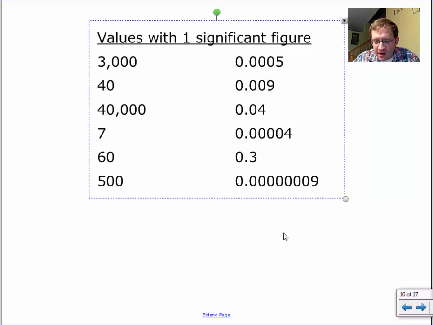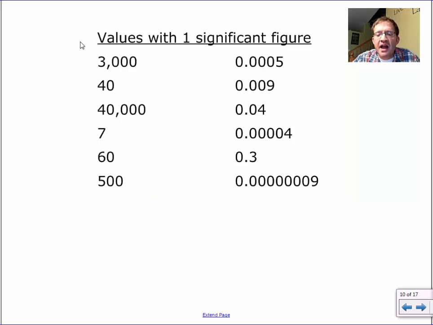I just want to show you here some values that have one significant figure. This is a lot of different numbers that you might encounter in a problem or that you might measure. And each of these has one significant figure. 3,000, 40, 40,000, the number 7, 60, 500. Each of those has one significant figure.